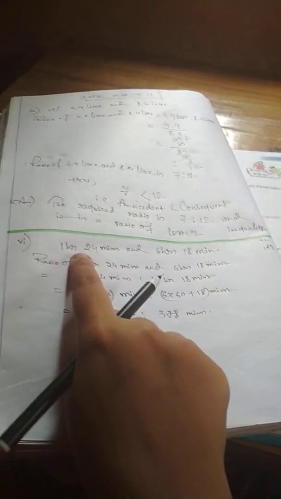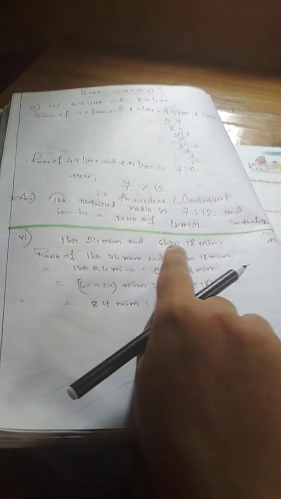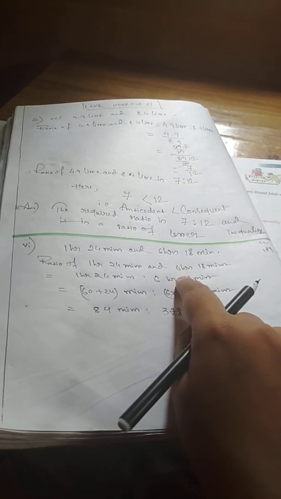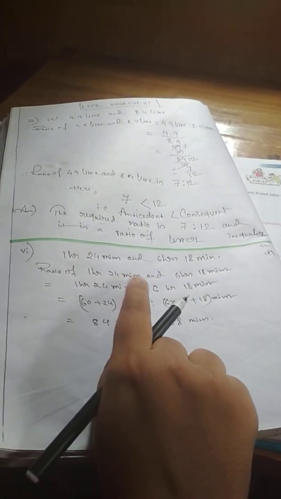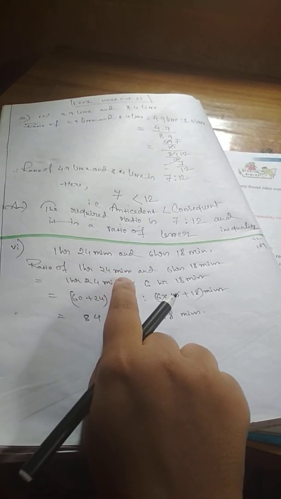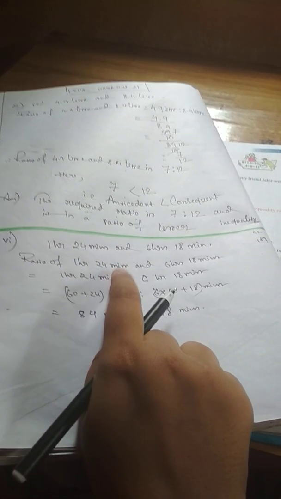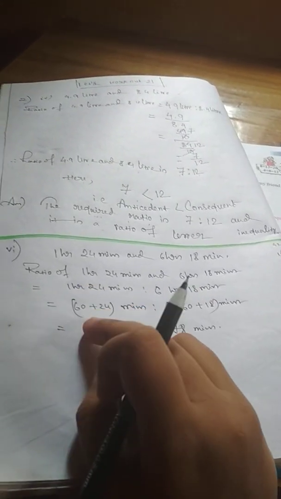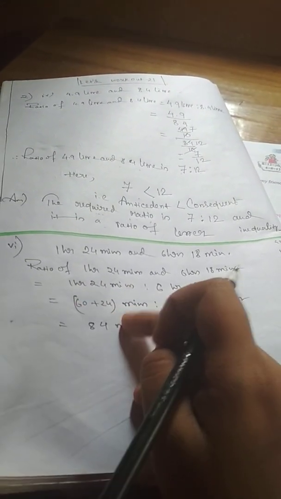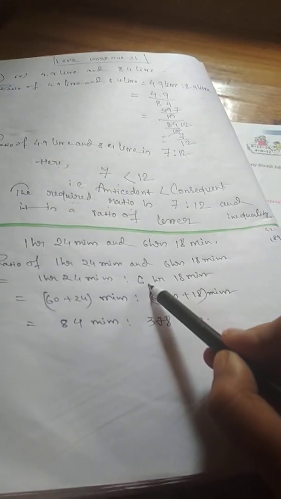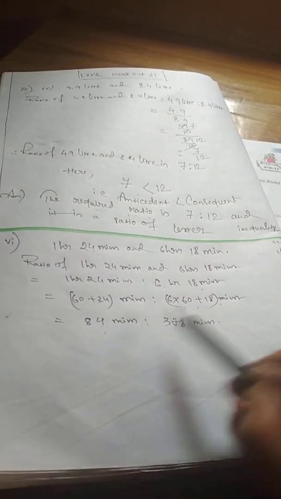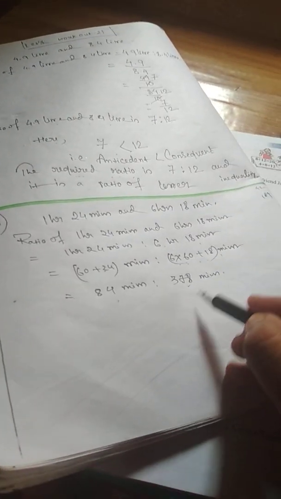It's told to find the ratio between 1 hour 24 minutes and 6 hours 18 minutes. Okay, ratio of 1 hour 24 minutes and 6 hours 18 minutes equals hour minute. 2 units are there, so first we have to convert them into the smaller unit, that is minutes. So 1 hour means 60 minutes plus 24, that much minutes for the first one, and there it's 6 hours. 6 hours means 6 into 60 minutes plus 18 minutes. There comes 84 minutes and 378 minutes.